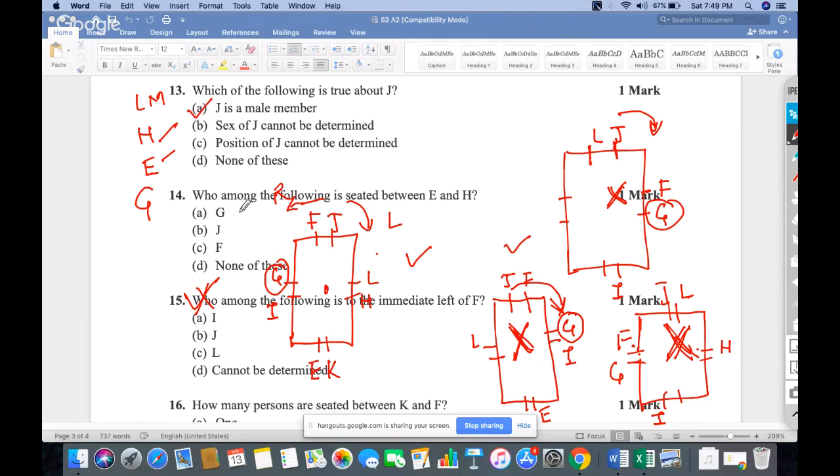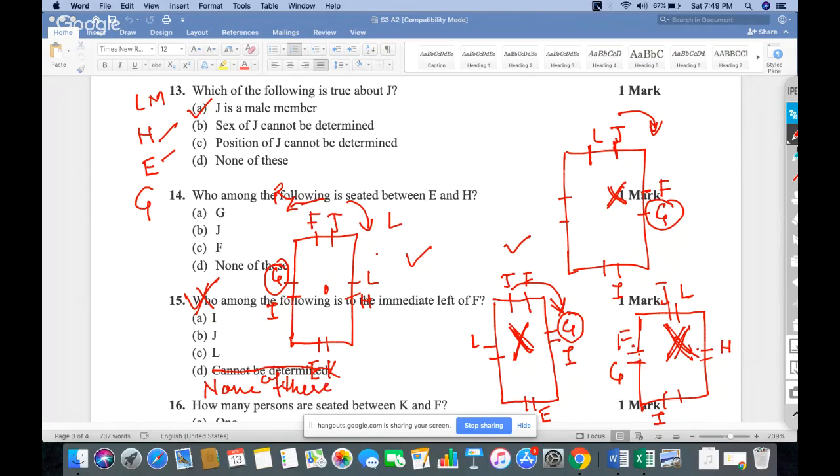Now question number 14, who among the following is seated between E and H? So between E and H, K is sitting. So the answer would be none of these. See, here cannot be determined is there. I'm cutting this and writing none of these. When I send you the answer, it will be corrected there. So it will be none of these.